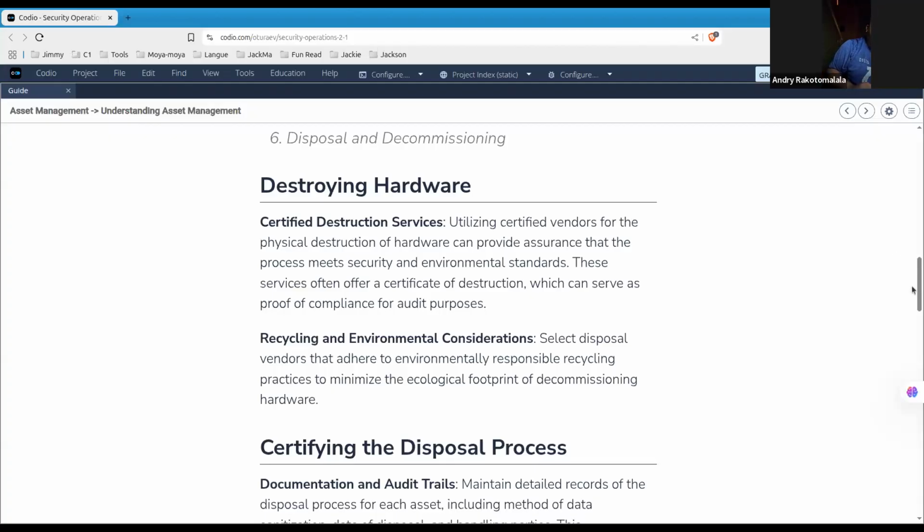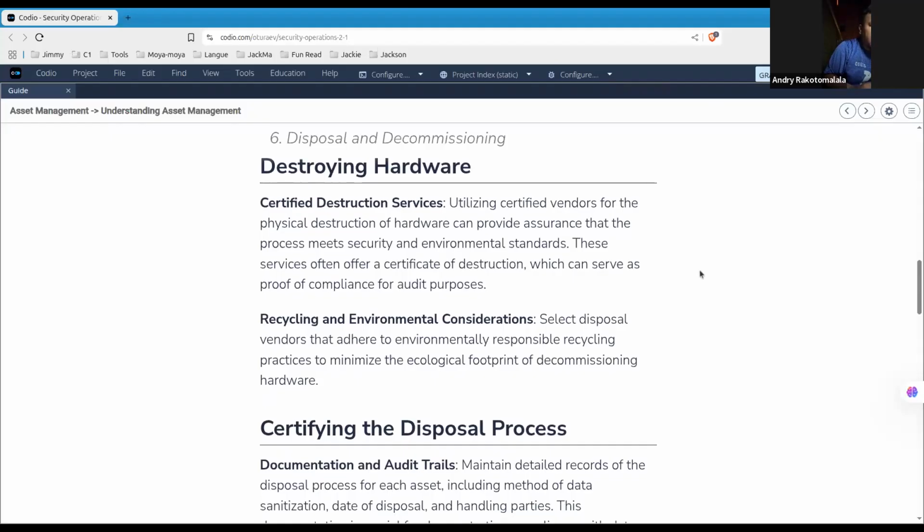That certificate of destruction is what you can use and keep on record for any assets that you've had in the past that have been destroyed. Typically, you want to store these for as long as you can for auditing purposes. I already talked about the environmental reasons that are important. And then certifying the disposal process.